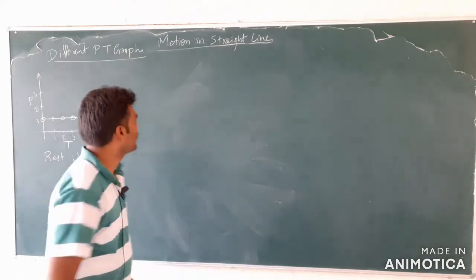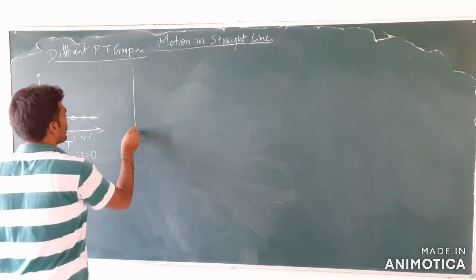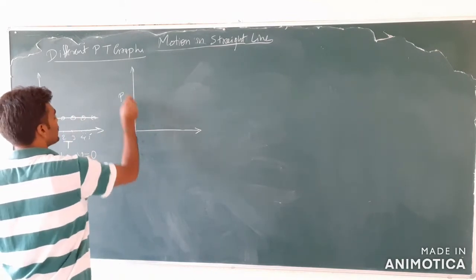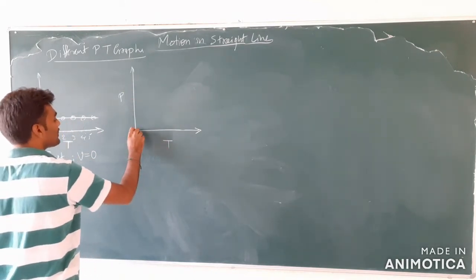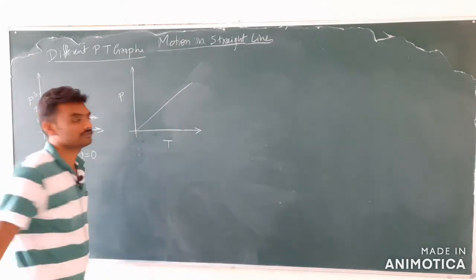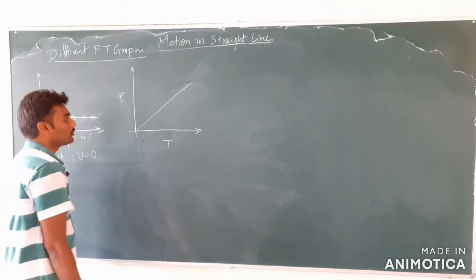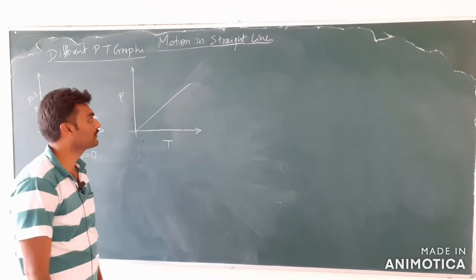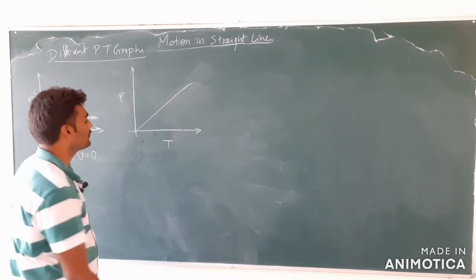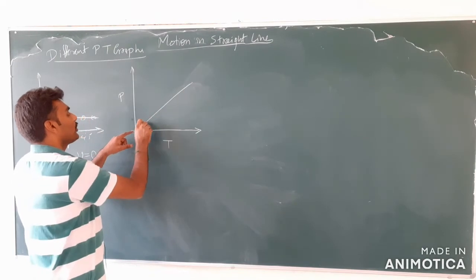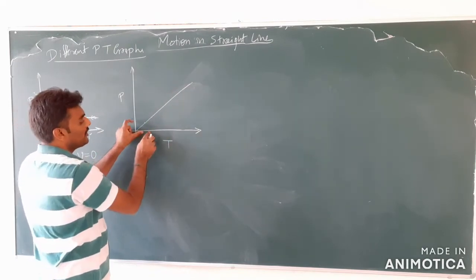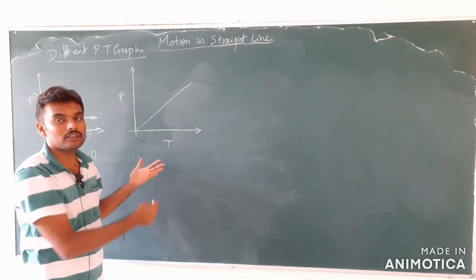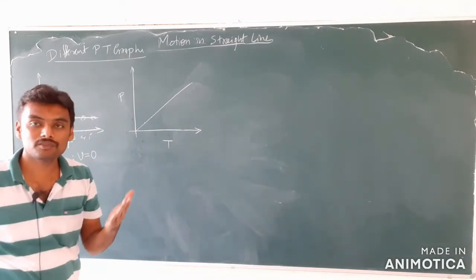Fine. Now moving ahead, the second PT graph is a straight line passing through the origin. Not necessarily passing through the origin, it can be starting from here, but it should be a straight line like this. So now what is happening here? When the points are shifting, time is changing obviously, and along with time position is also changing. So which means that the body is moving.